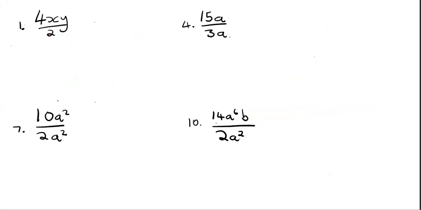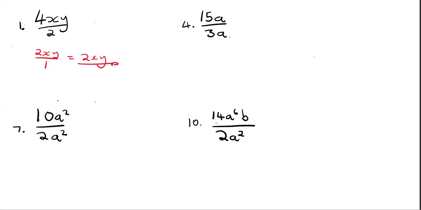Here, I just have a numerical value. 2 goes how many times into 2? It goes once. 2 goes how many times into 4? It goes twice. So nothing happened to these ones. So the final answer is going to be 2xy.